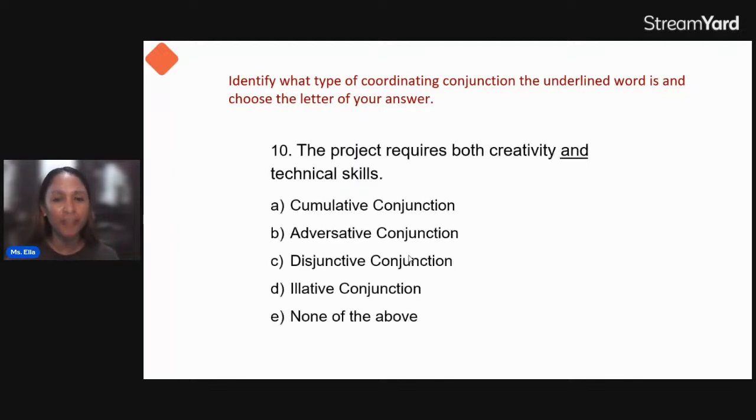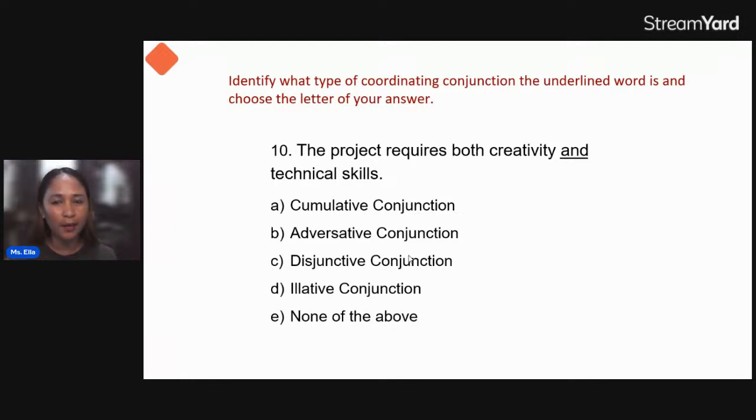Okay, for number 10, the project requires both creativity and technical skills. Is it A, cumulative conjunction? Letter B, adversative conjunction? Letter C, disjunctive conjunction? Letter D, elative conjunction? Or letter E, none of the above? Again, the project requires both creativity and technical skills.